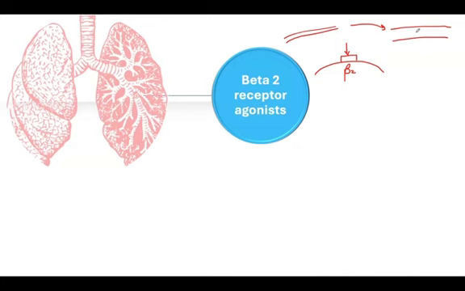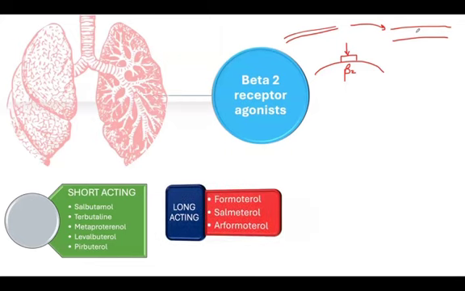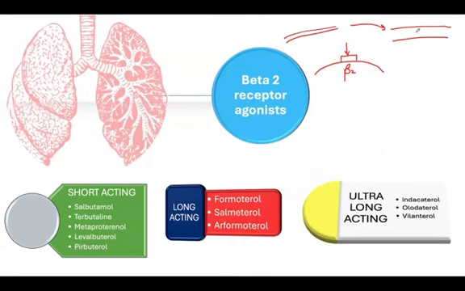Very simple. Now, we divide these drugs into short-acting agents such as salbutamol, also known as albuterol. We have terbutaline, metaproterenol, levalbuterol, and then pirbuterol. Then we also have long-acting agents like formoterol, salmeterol, arformoterol. Then the ultra-long-acting, we have indacaterol, olodaterol, and then vilanterol.